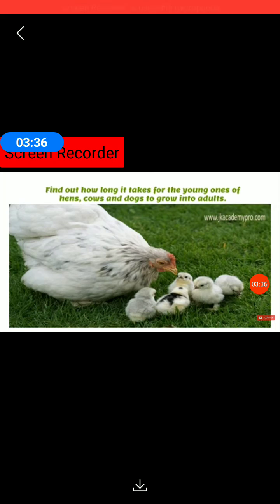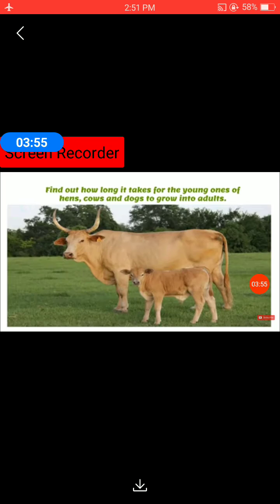Now students, find out how long it takes for the young ones of hens to grow into adults. Now you have seen a hen gives an egg and it gives birth to a chicken. So you just find out how long it takes to grow into an adult one. Also find out how long it takes for the young ones of cows to grow into adults. A cow gives birth to a calf. Now how long does a calf take to grow into an adult, that you have to find out. You can compare.